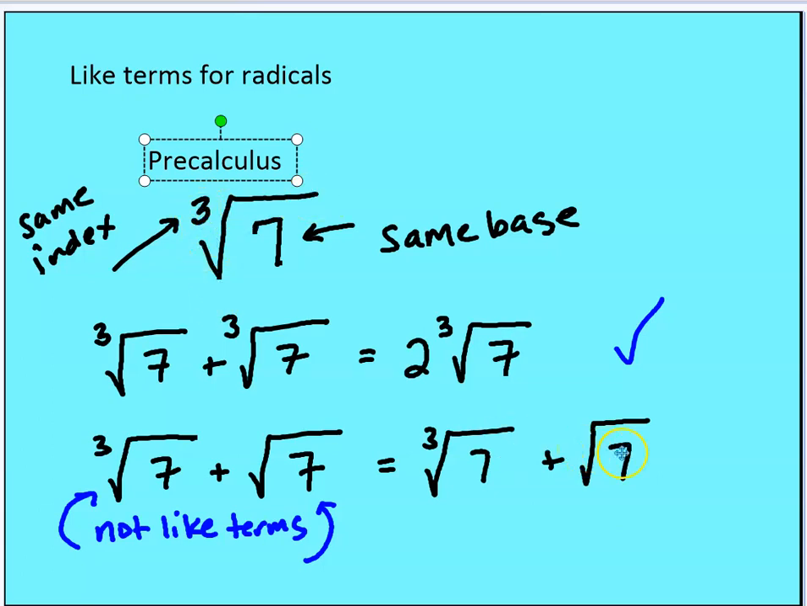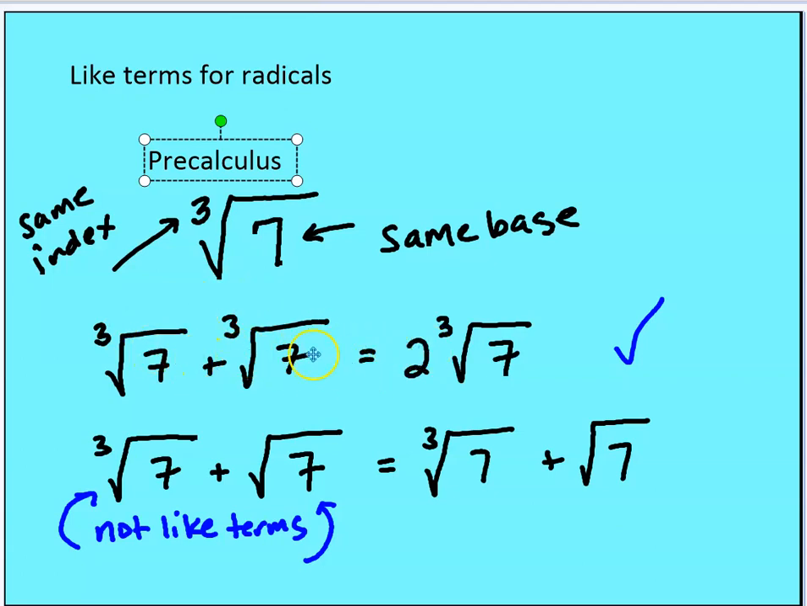We're just dealing with roots or indexes of 2. Index of 2 is not stated when it's a square root. So it needs the same base and the same index. And the index other than 2 is something you'll work with in pre-calculus. But I want to go through this with you. These are like terms. I have the same base and same index, so I can add these together.